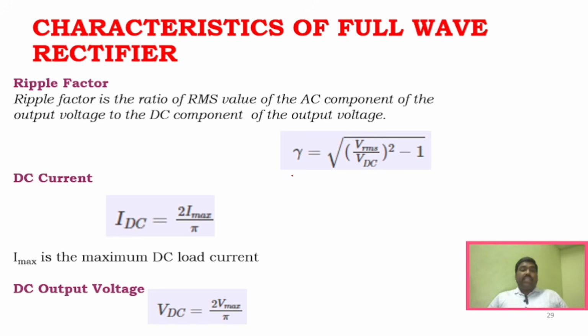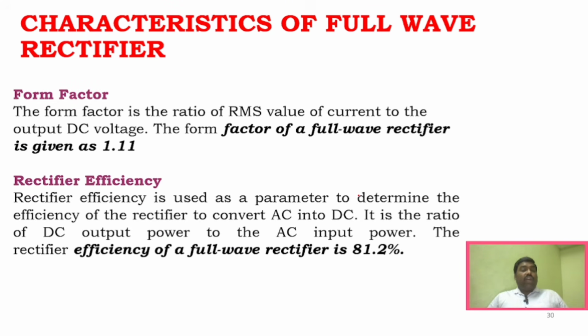The ripple factor is represented using this formula, gamma, and the DC current is given as 2 I max by pi. Here it is 2 because it conducts in both the cycles. Similarly, the DC voltage is 2 V max by pi, whereas in the half wave rectifier these are I max by pi and V max by pi. And coming to the form factor, the form factor of the full wave rectifier is 1.11.